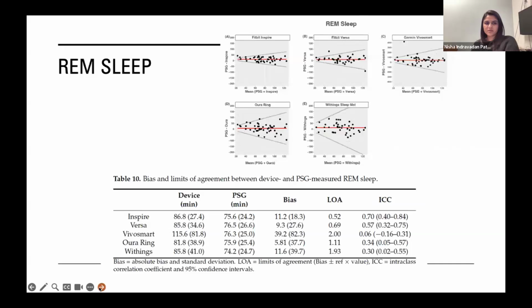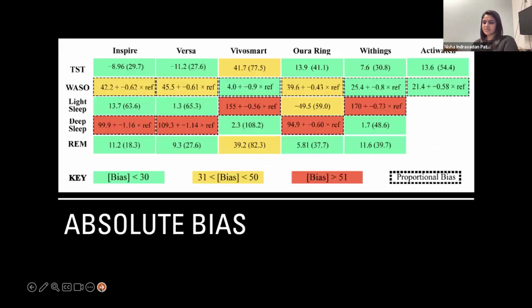And then the last one is REM. For this one, it seems like all of the devices overscored, with Vivio Smart overscoring quite a bit, and I think only Inspire and Versa had appropriate agreement, whereas the others did not agree. And I think this is a better way to look at the data as a whole.